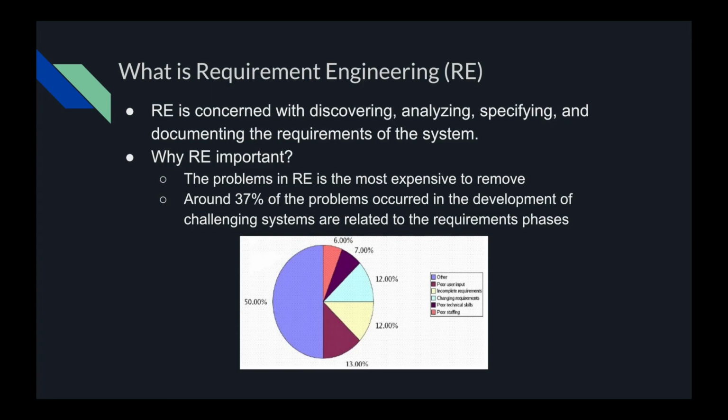First, problems in requirement engineering are the most expensive to remove. What I mean by that is if we find out the requirement is infeasible towards the later phases of development, then the cost to fix or remove the requirement is going to be really expensive in terms of budget and time. And secondly, around 37% of the problems that occur in the development of challenging systems are related to the requirement phases. So as you can see, about 37% of problems are caused by requirement engineering. If we can get the requirement engineering done a little bit better, we will save a lot of money and time in the development.